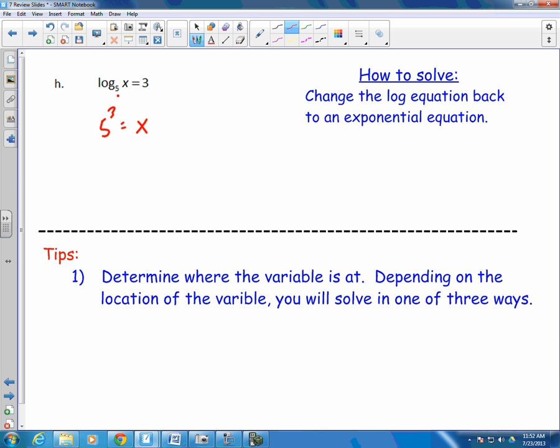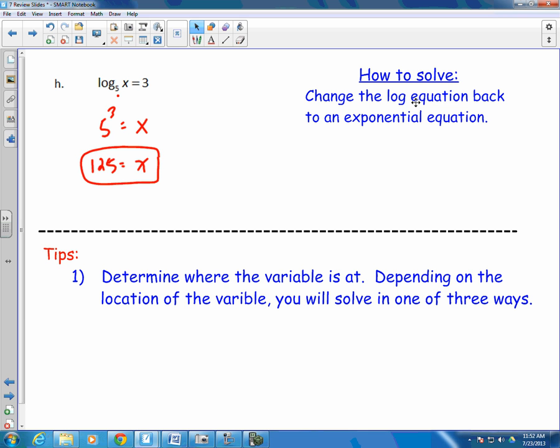And if you know how to change a log to an exponent, problems like this shouldn't be very difficult. It doesn't matter where the x is, really. If there's a log on one side, a number on the other, change it back to an exponent. So now I see 5 to the 3rd is 125. So my answer very simply is 125 for x.